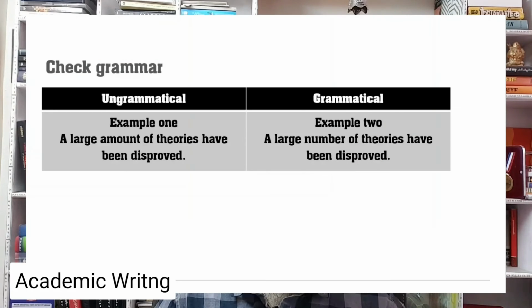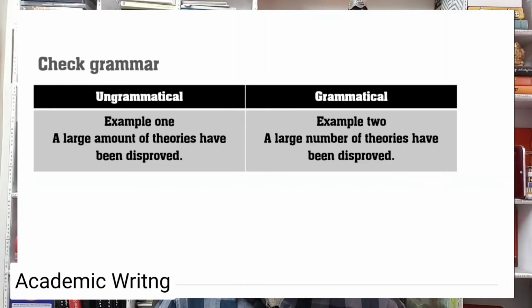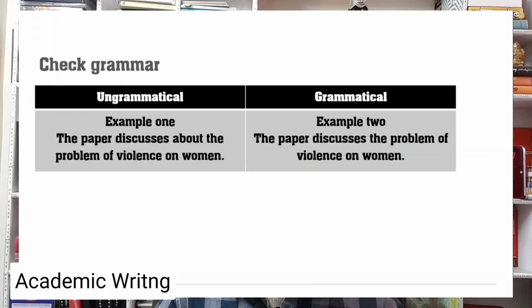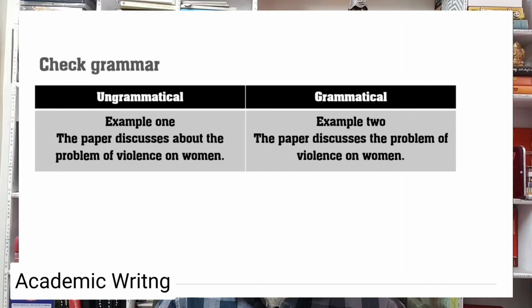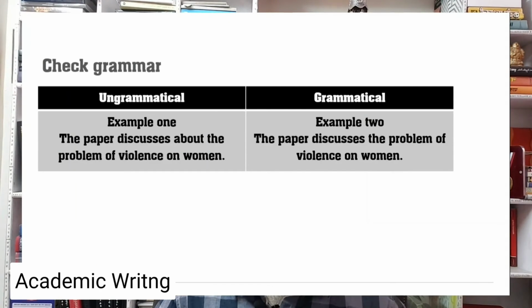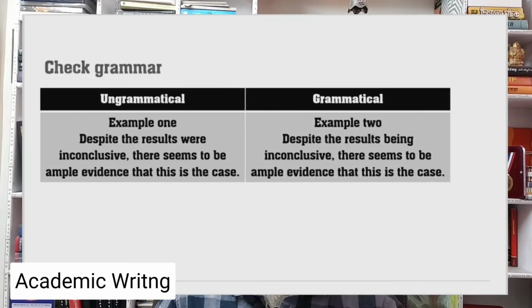Next example, "A large amount of theories have been disproved." The preferable sentence is, "A large number of theories have been disproved." Here theories are countable, so we will use "a large number" in place of "a large amount." Next example, "The paper discusses about the problem of violence on women." The preferable sentence will be, "The paper discusses the problem of violence on women." Talk about is equal to discuss, so we will not use "discusses about," but we will use "discusses."